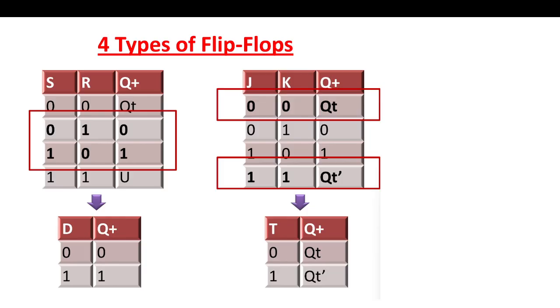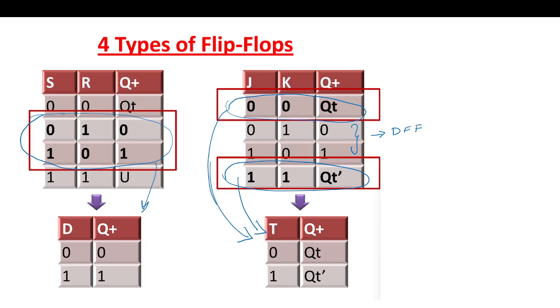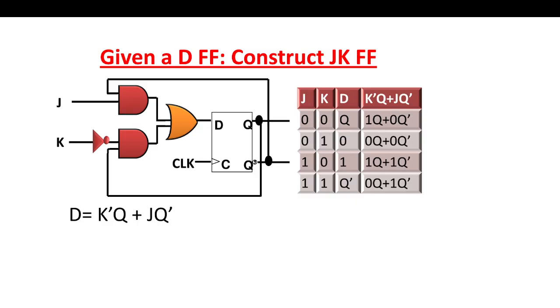So 4 types of flip-flop. This too, if we consider from the SR, it is the D flip-flop, and this too from the JK, it's the toggle flip-flop, and this too is the D flip-flop. Toggle is not possible with the SR because this value is not allowed. Okay, given a D flip-flop, how to construct a JK flip-flop?